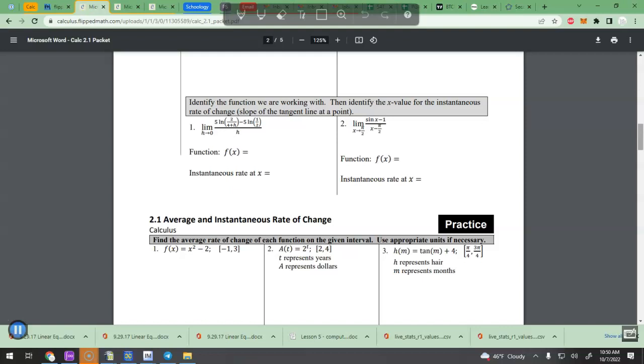Shall I rewrite it bigger? Can you guys see it? Waleed and Ethan, can you see? Oh, it's in your book, right?